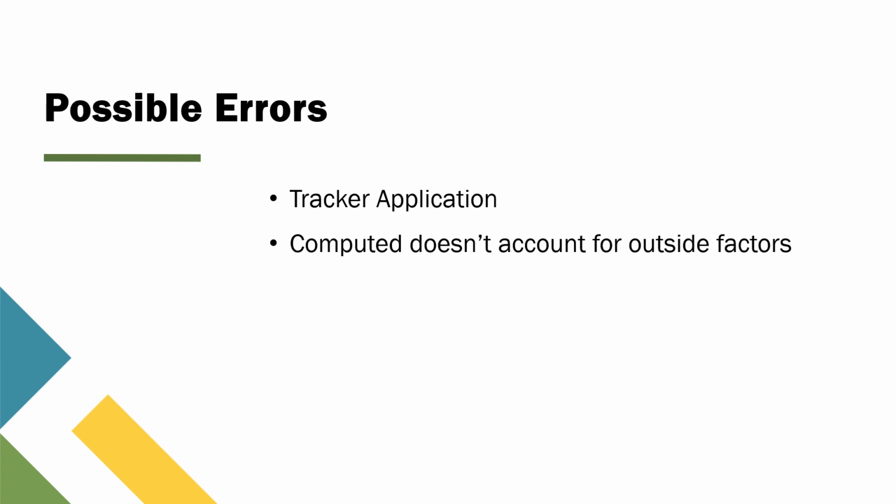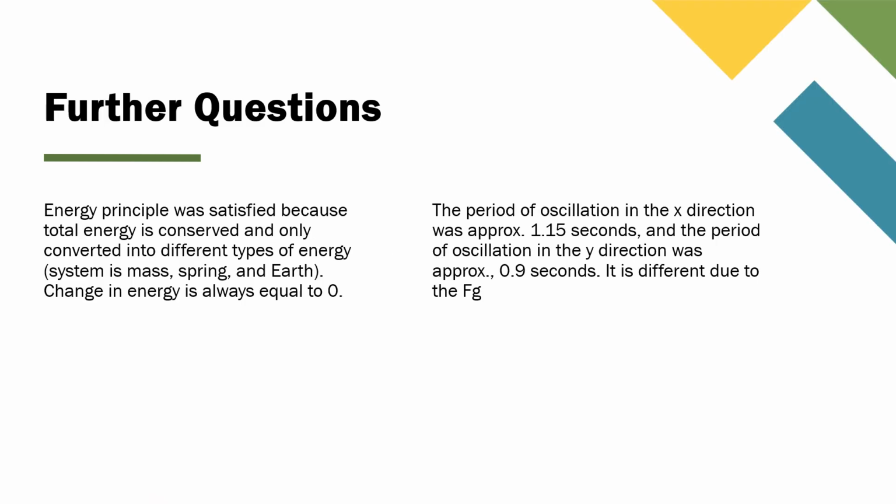So possible errors in the lab: the tracker application is sometimes not very accurate in measuring the data points. It's all just rough estimates. And then with GlowScript, the computed model, like I just said, doesn't account for outside factors like drag. And yeah, so moving into further questions.